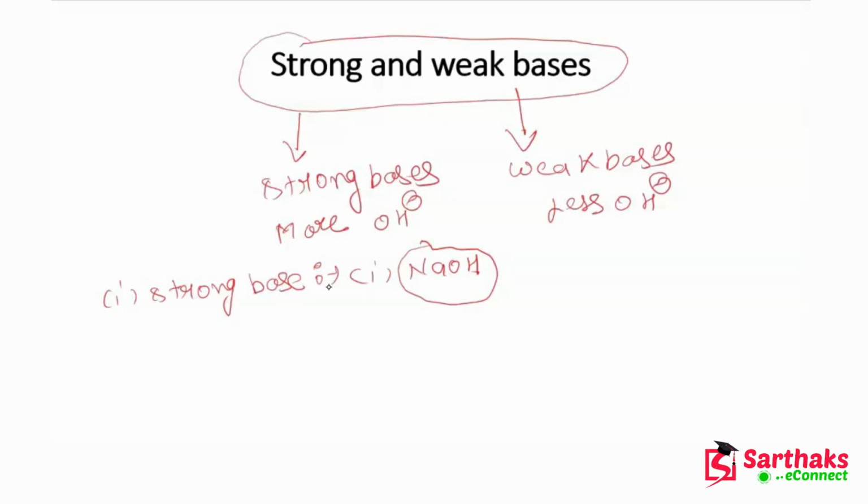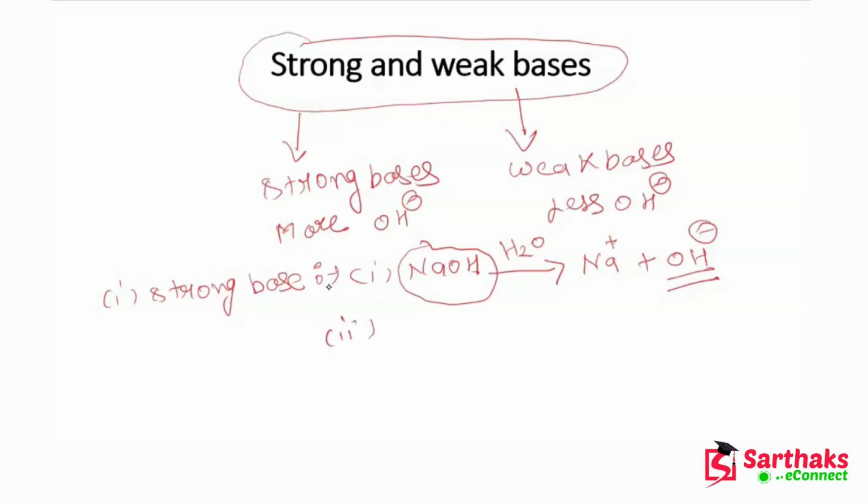Now guys, let me tell you how this NaOH dissolves in water. This is H2O, the chemical formula of water, and when NaOH is dissolved in water, it will give us Na+ and OH-, and you can see that OH- ion is formed.